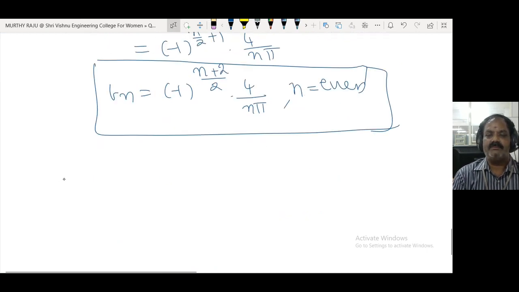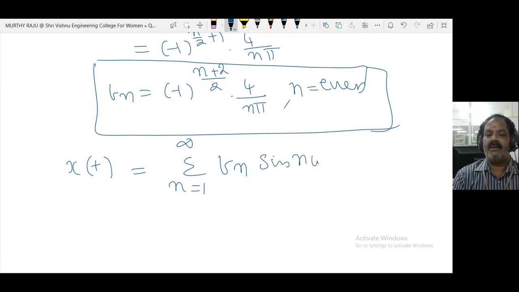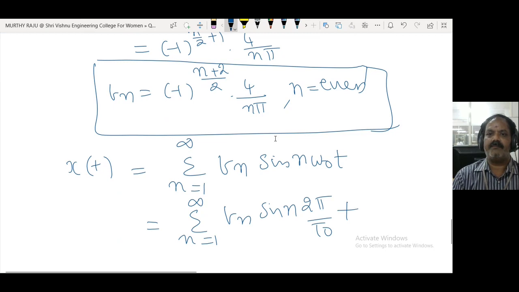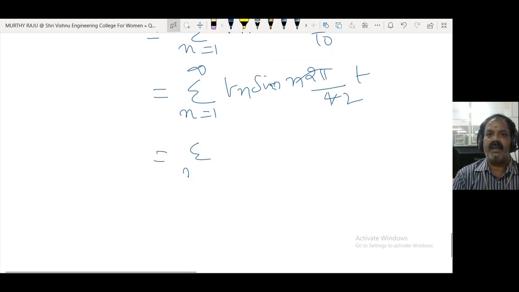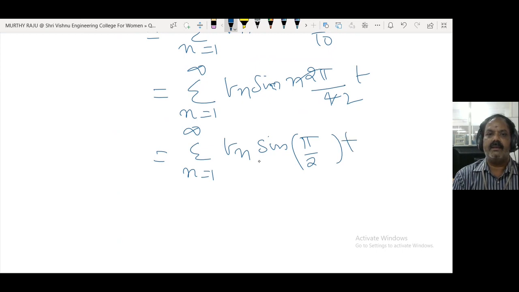Finally, therefore x of t for odd symmetry, A0 and An are 0. Therefore, x of t is equal to sigma n is equal to 1 to infinity Bn sin n omega naught t. This term is only present because for odd symmetry A0 and An are 0. That is sigma n is equal to 1 to infinity Bn sin n 2 pi by T0 into t. 2 pi by T0 is n pi by 2, so sigma n is equal to 1 to infinity Bn sin n pi by 2 t. This is the Bn value.